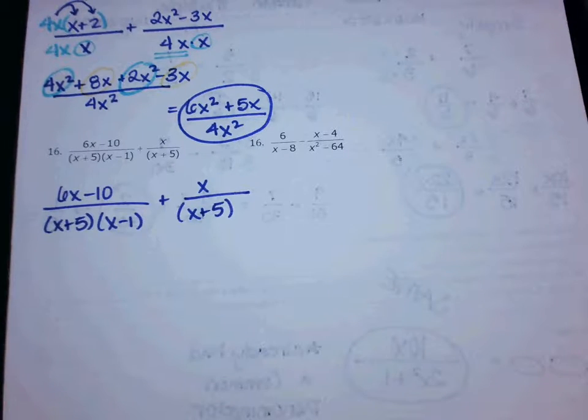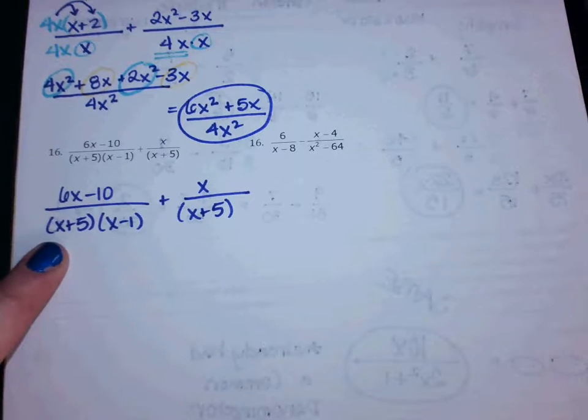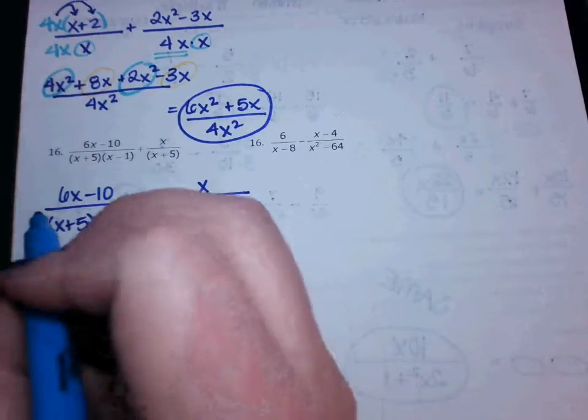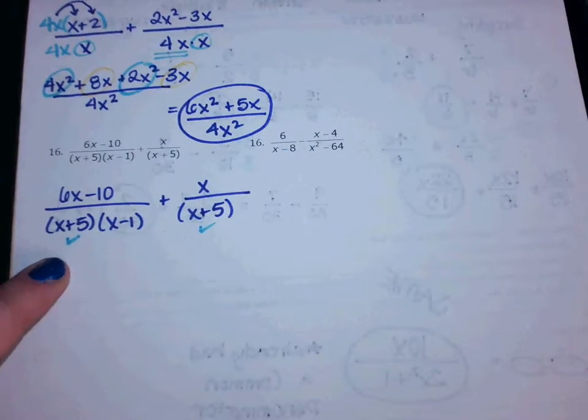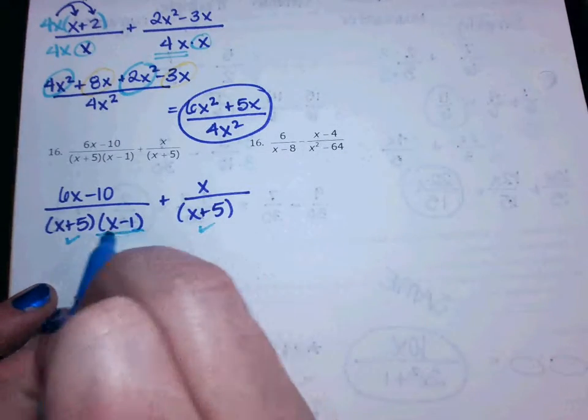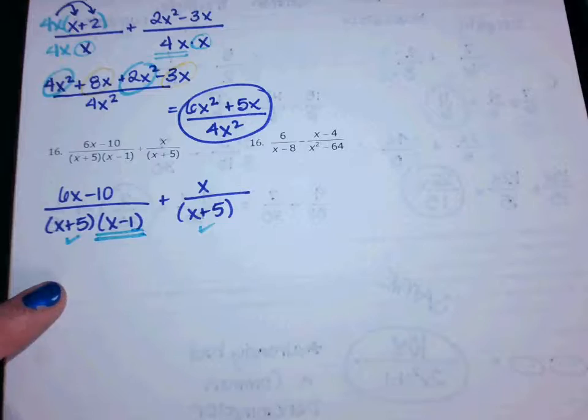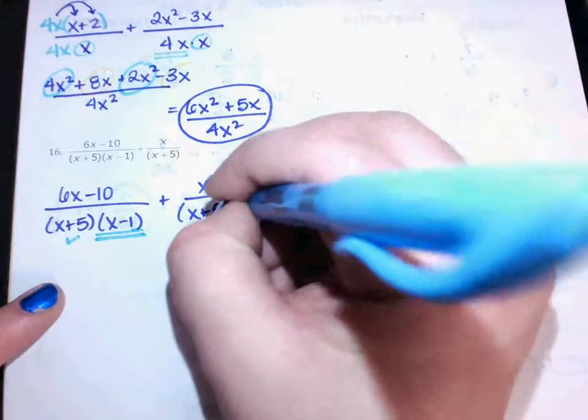Numbers, there's two number 16s. They both have x plus 5s. So I'm going to put a little check. These already match. So what's the problem? What are we missing? The x minus 1. If there's an x minus 1 here, there's only a common denominator if there's also an x minus 1 here.